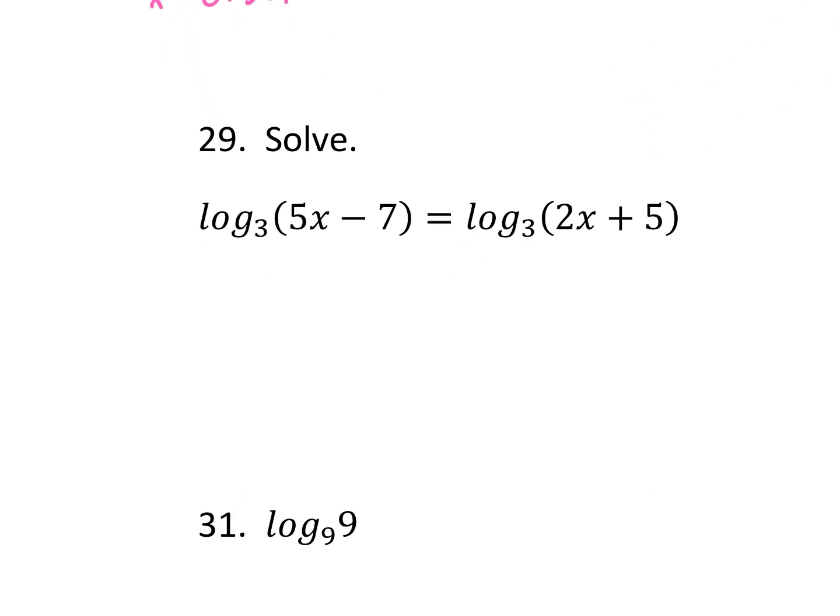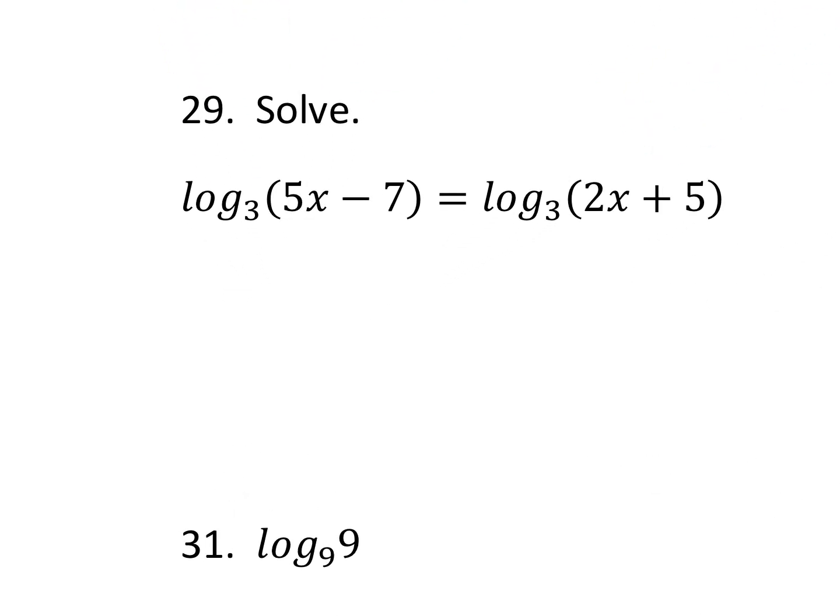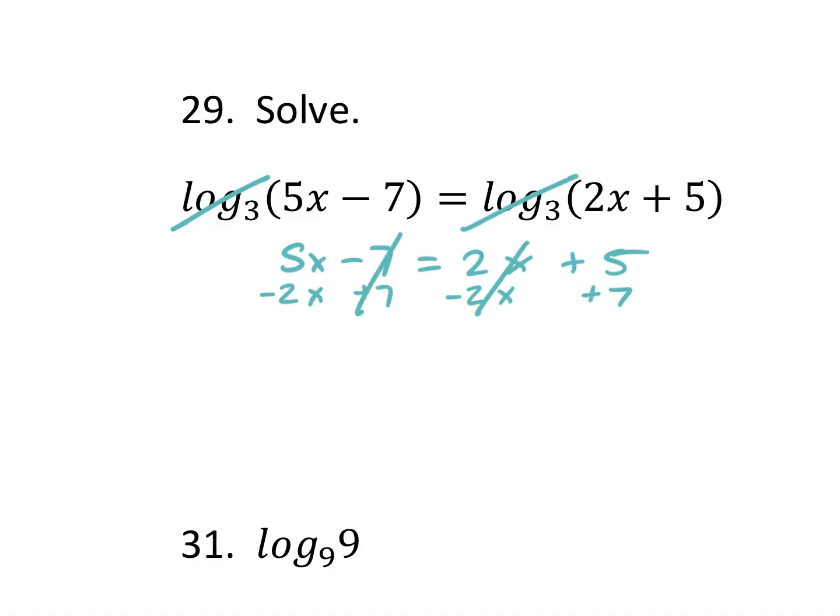Let's do 29. If we have a log equals a log, they can cancel. So then we're just left with 5x minus 7 is equal to 2x plus 5. Combine like terms. So 3x equals 12. Divide by 3. X equals 4.